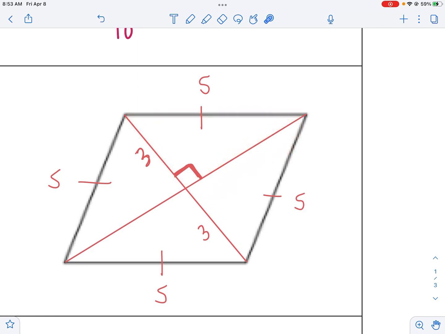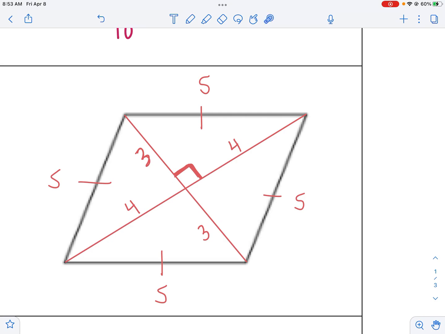And this is where those triples come into play. And that most basic triple is 3, 4, 5. So if I see 3 and 5, well, then this piece would be 4. And then that would make that piece right there 4. So that's about our sides and the diagonals.